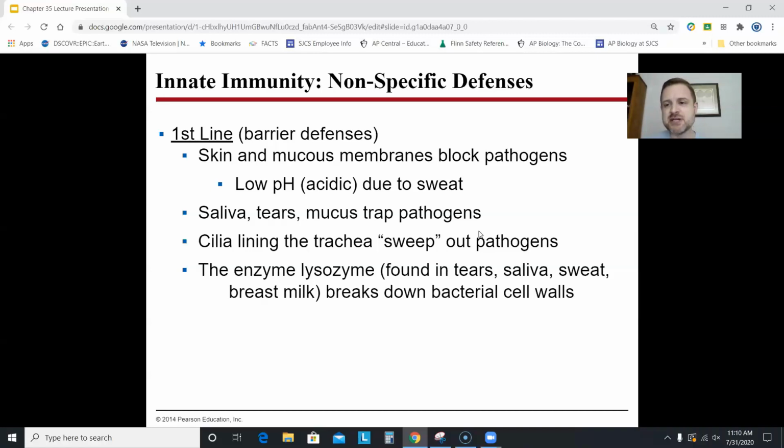Your saliva, your tears, your mucus traps pathogens. Your trachea is lined with cilia that can help sweep out pathogens also. There's an enzyme called lysozyme. We mentioned this in a previous chapter. It's found in tears, saliva, sweat, and breast milk. And lysozyme helps to break down bacterial cell walls. So your first line of defense, which is actually very, very effective, are things that just block out or in different ways disrupt pathogens from entering your body.